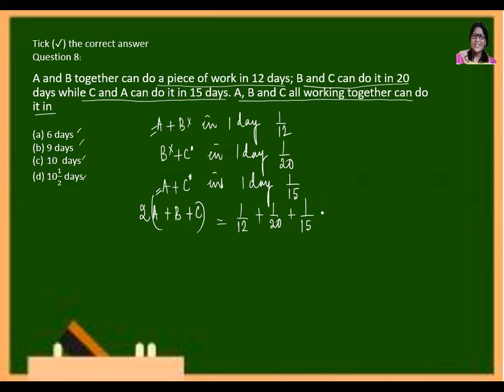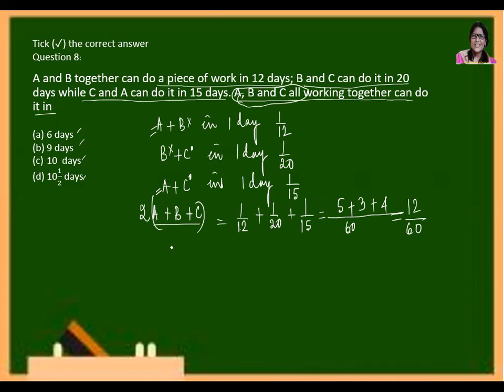What is the LCM? LCM is your 60. So 60 divided by 12, 5. 60 divided by 20, 3. 60 divided by 15 is your 4. So how much will it be? 12/60. So the question is, in how many days will A, B, C do it?